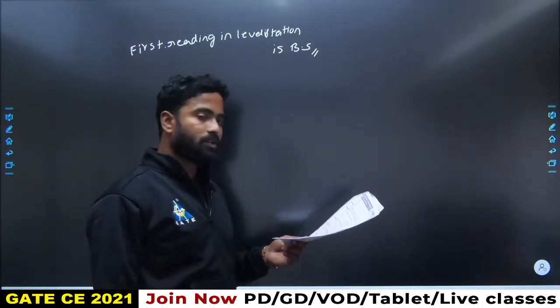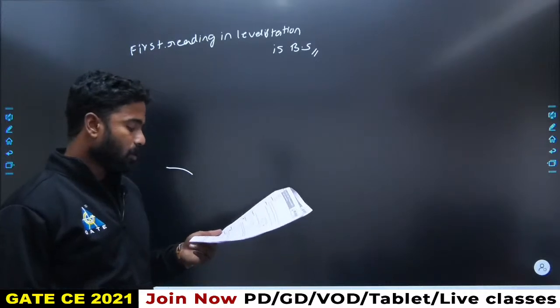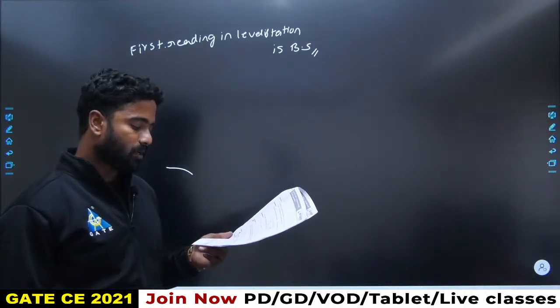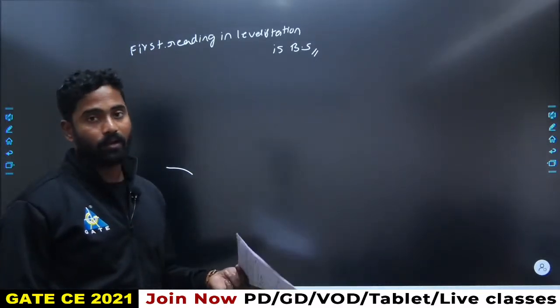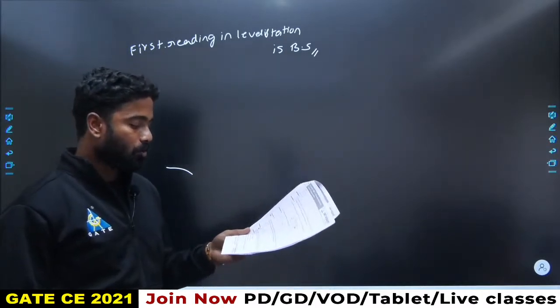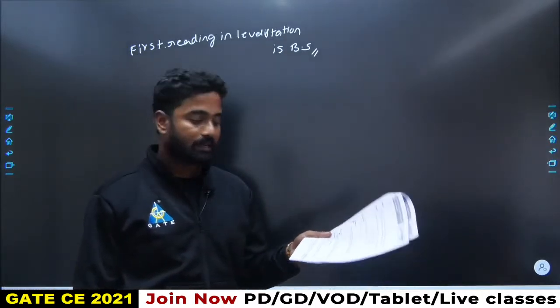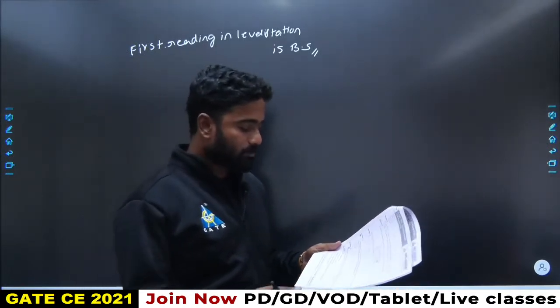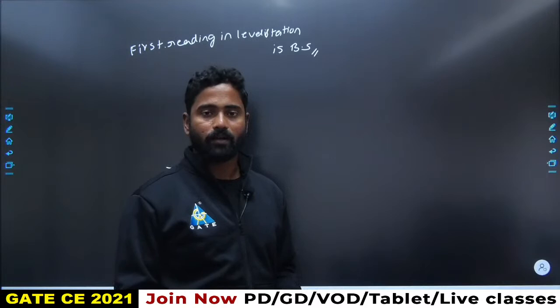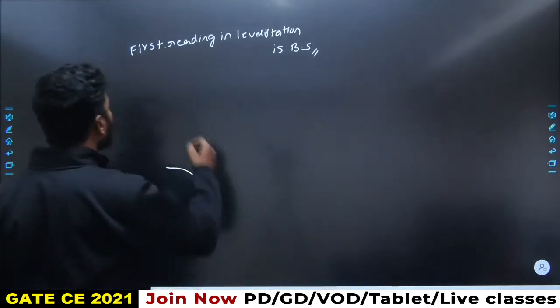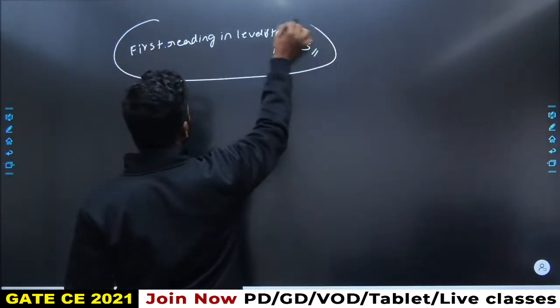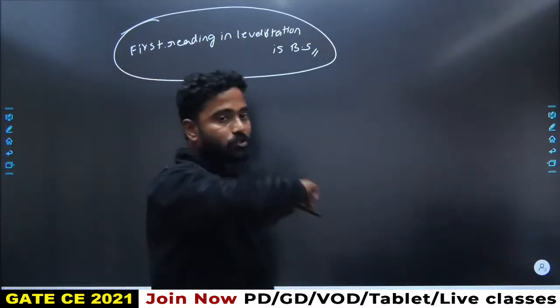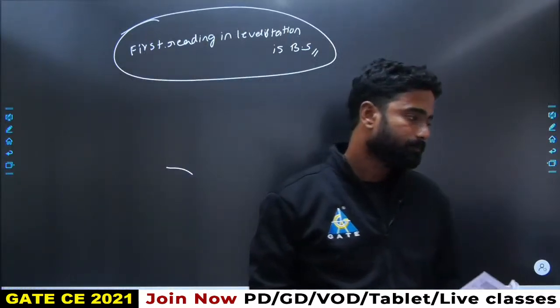Planimeter is used for measuring area. Yeah, that is true. Contours of different intervals may intersect. Of course, in an overhanging cliff, you might have seen contours of different intervals intersect each other. Next, the basic principle of survey is whole to part. That is also correct. The only thing that is wrong is first reading in the level station is backsight, not foresight.